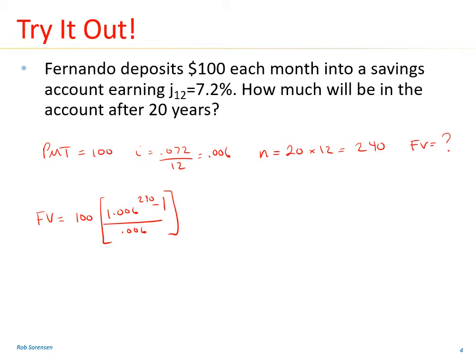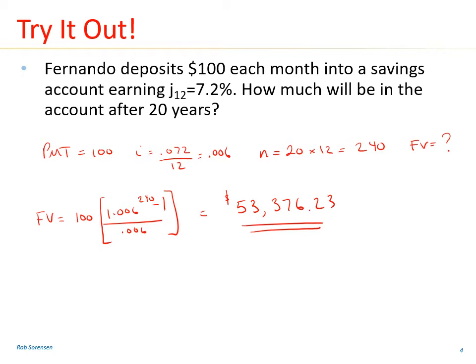We do all that, we put it into the formula, and hopefully you came up with something like this: $53,376.23. More than double what he actually put in contributions, even over 20 years. So Fernando will end up with $53,000 total. I hope that one worked out for you.